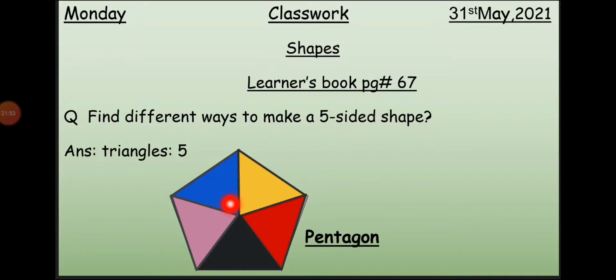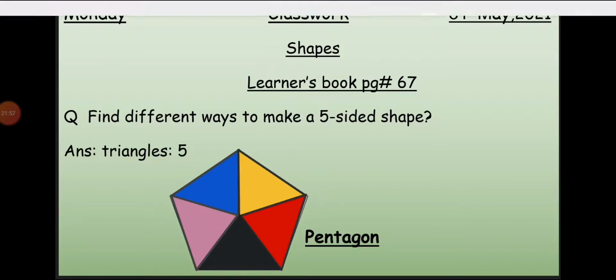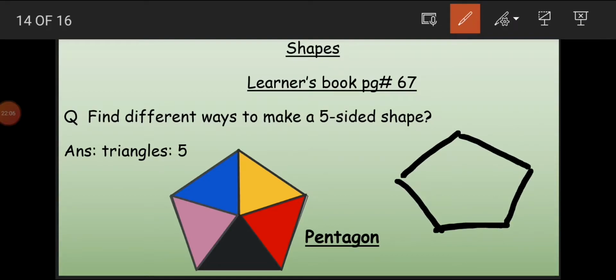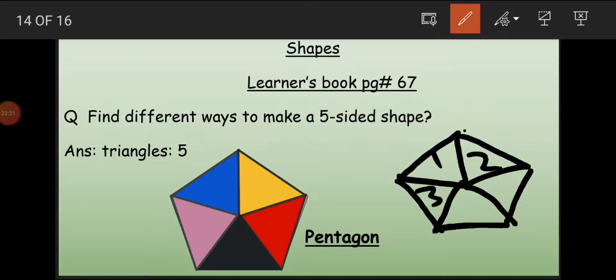So I made my shape here. You can make your own. I made this shape. You can see it's a pentagon. Again, I will draw it for you. So 1, 2, 3, 4, 5 sides. And 1, 2, 3, 4, 5 corners. Now what I have done, I have divided this shape into triangles. 1, 2, 3, 4, 5 triangles I have divided.